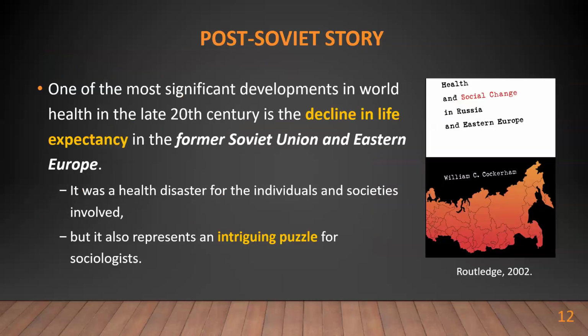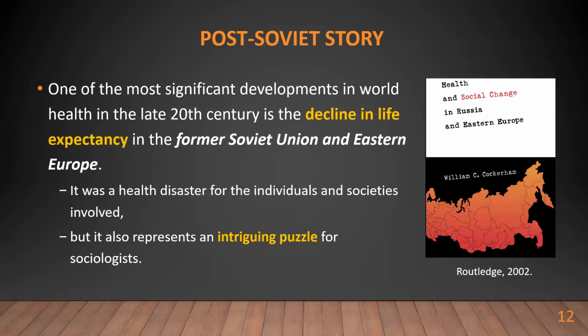However, there's the work of William Cockerham. It is published both in 1997, but also later in 2002. I took the later edition. So what Cockerham says is this. One of the most significant developments in the world health in the late 20th century is the decline in life expectancy in the former Soviet Union and Eastern Europe. Why? Because in the rest of the world, life expectancy was rising.